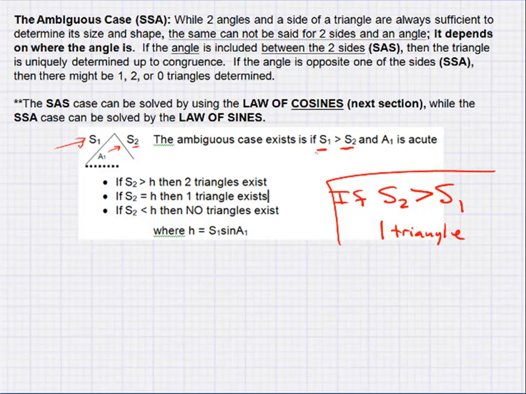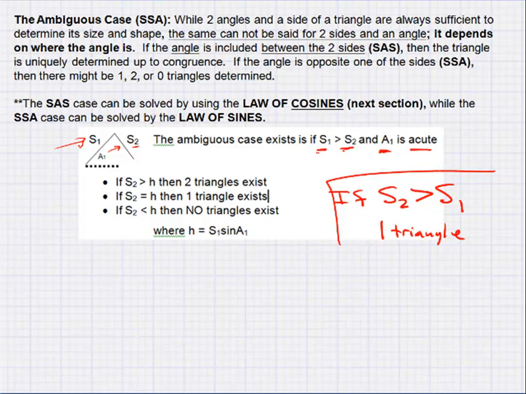Next, if side 1 is bigger than side 2, is A1 acute? A1 has to be an acute angle. Acute angle means less than 90 degrees. Now, if that all sets up, we have the ambiguous case. The ambiguous case says that we could have 0, 1, or 2 triangles. That all depends on another value which we're going to determine as h.